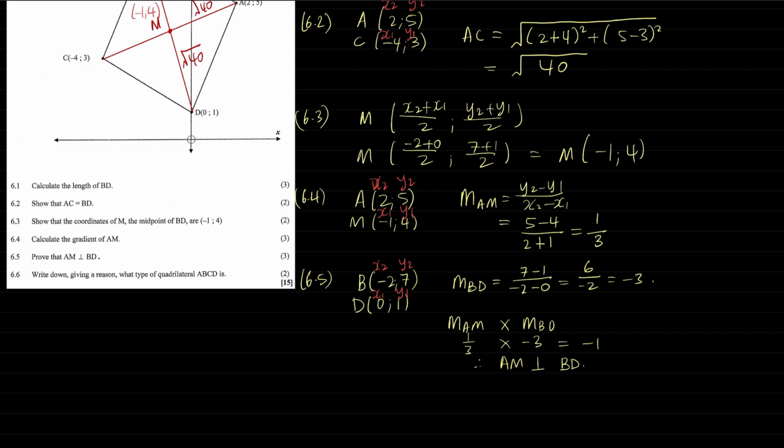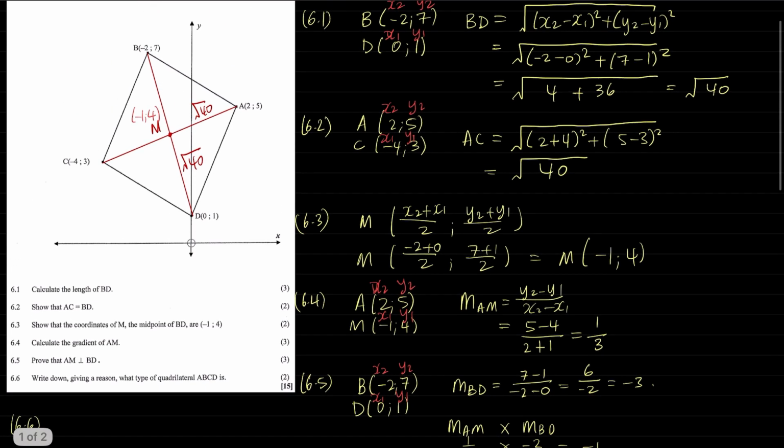And then the last one, question 6.6. So we can write here AM perpendicular to BD. So we can say that that's 90. That means that's 90, that's 90, and that's 90. Then that is equal to that.